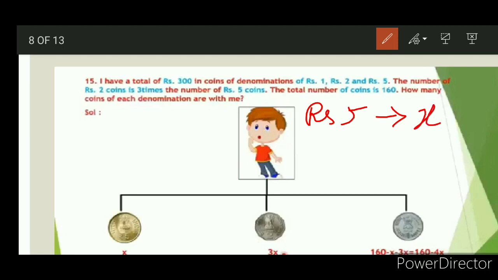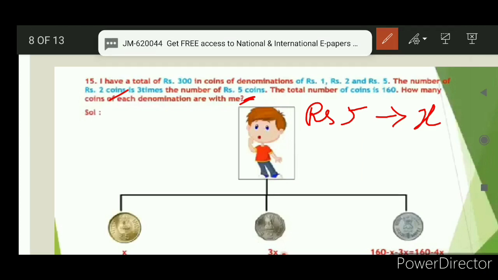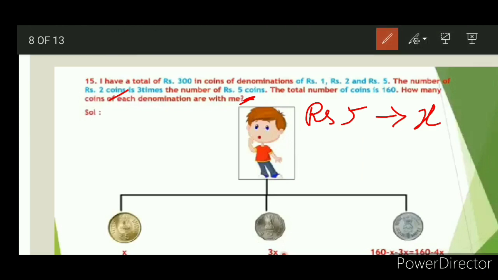Why are we assuming the 5 rupee coin? Because 2 rupee coins depend on 5 rupee coins. See, 2 rupee coins is 3 times the number of 5 rupee coins. So we should know the 5 rupee coin, then only we can write the 2 rupee coins. Now we write 2 rupee coin is 3x. They are given 3 times, that is 3 into x. Total how much now? 4x.